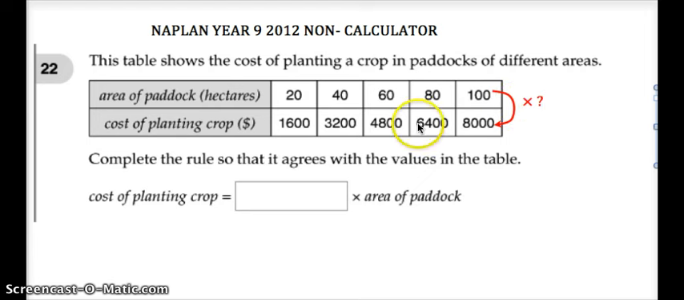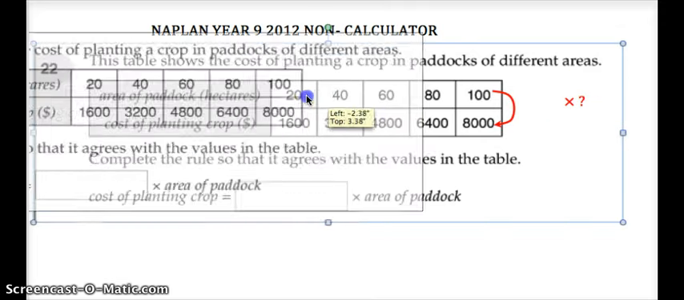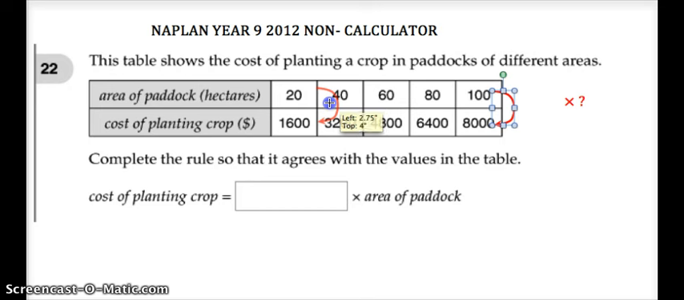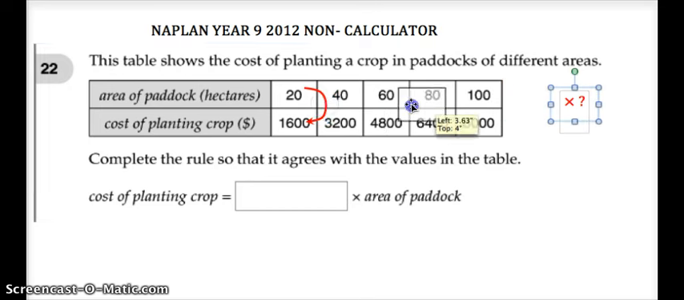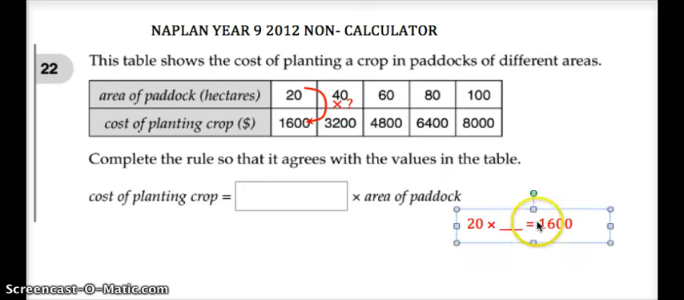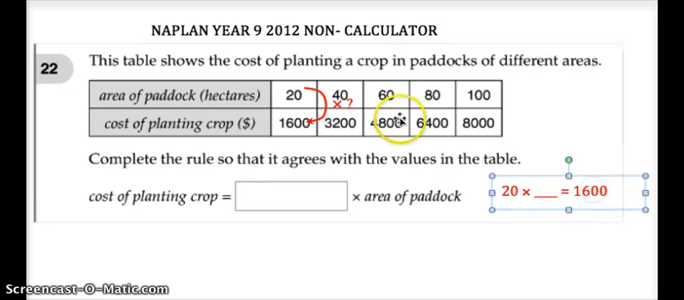You can use these big numbers up here, but it's probably best to use these smaller numbers down here. So, sorry, I'll just fix that up. What we're trying to say is, 20 times what will give me 1600? And so what I just set up there, 20 times something will give me 1600. Now I've written that down here: 20 times something is 1600.